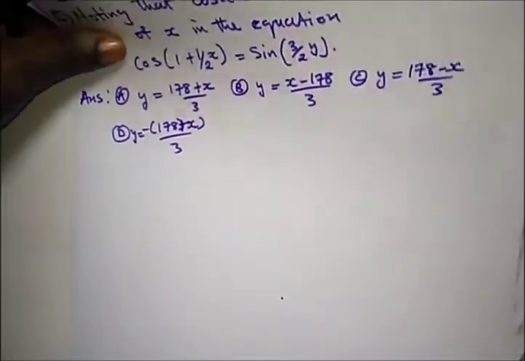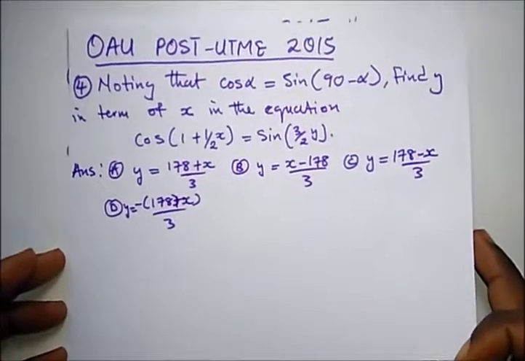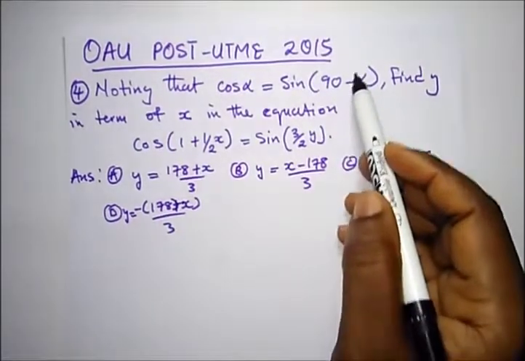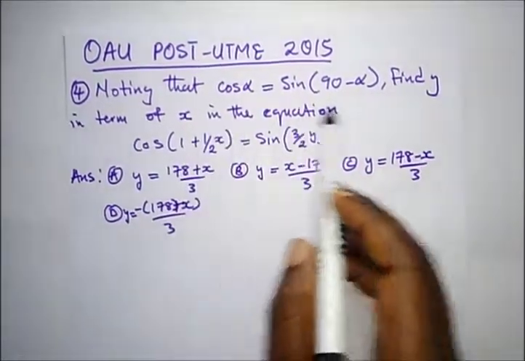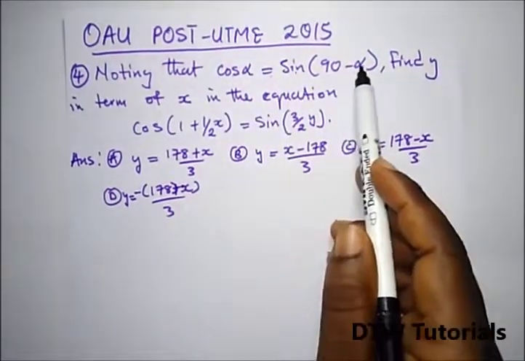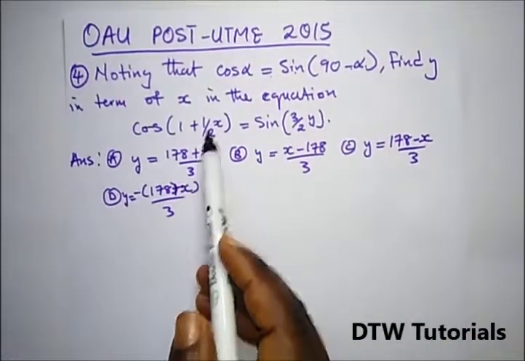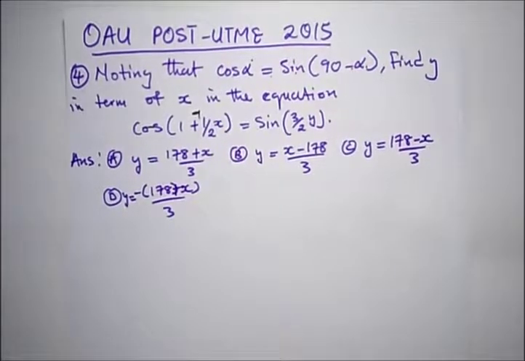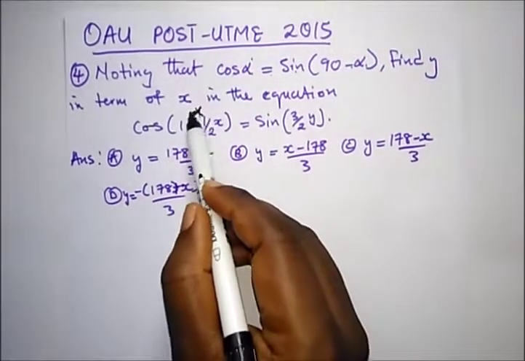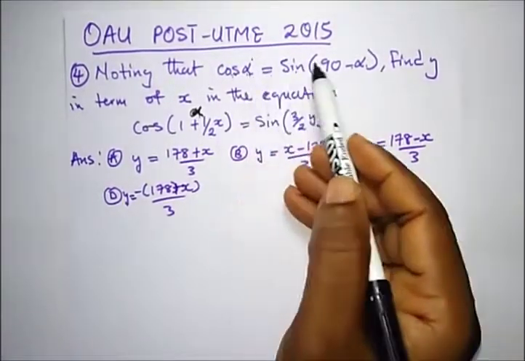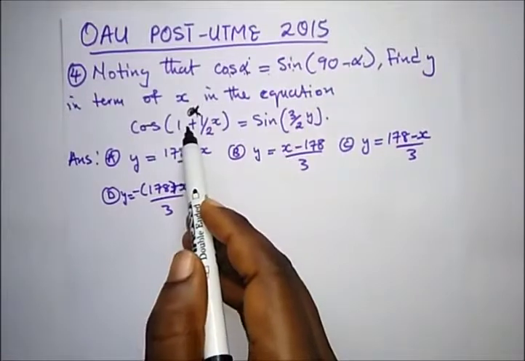Our next question says, noting that cos alpha is equal to sine bracket 90 minus alpha, find y in terms of x in this equation. Since they've told us cos alpha is equal to sine 90 minus alpha, all we need to do is replace cos alpha with sine 90 minus alpha, noting that this is alpha.